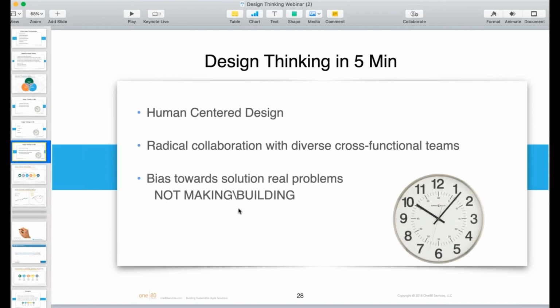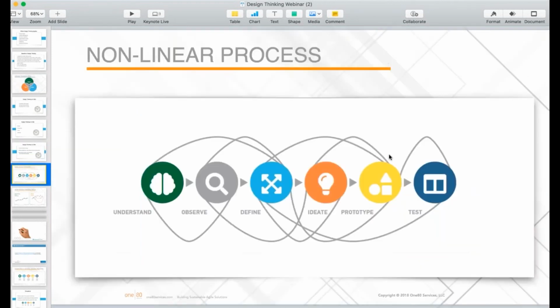And it is a definite process that is biased towards solutioning for real problems, not making or building. So it's about solving problems for people, not necessarily about building or creating products. All right. It is a non-linear process.